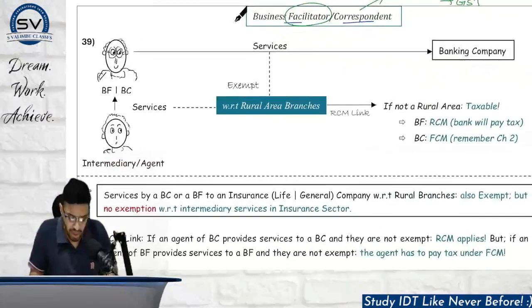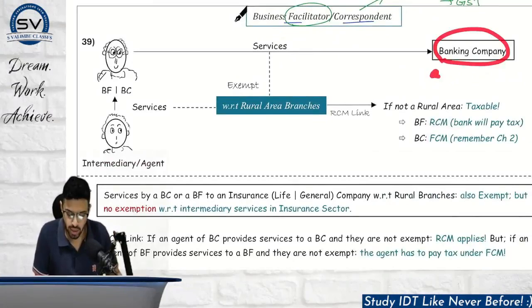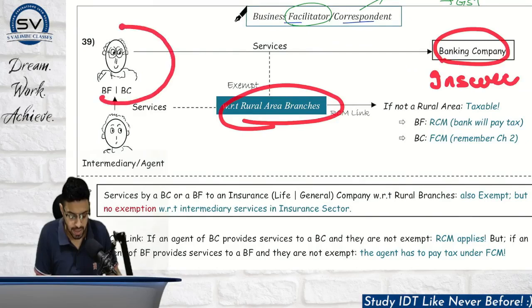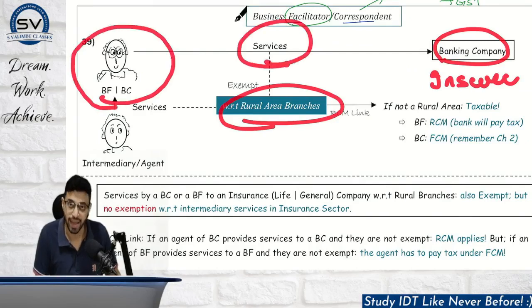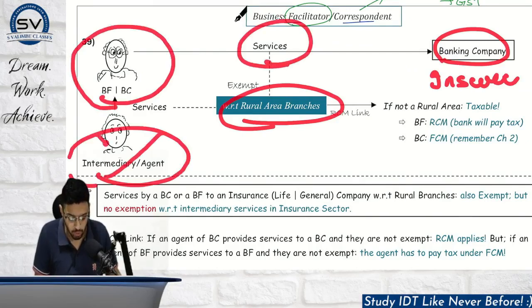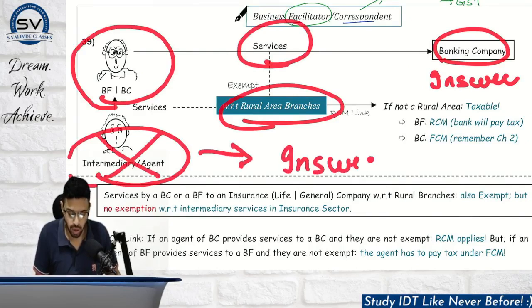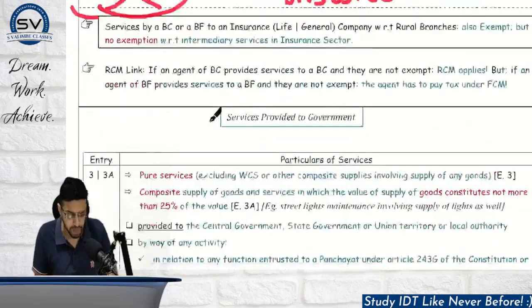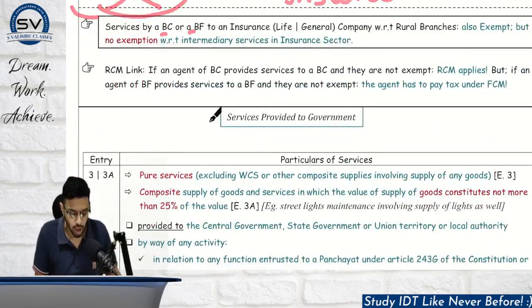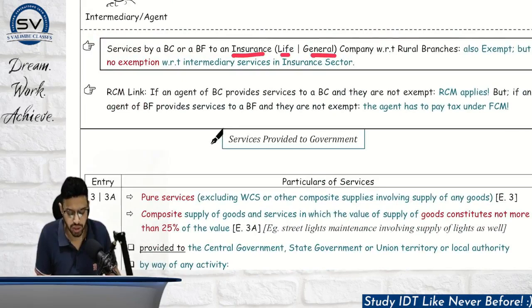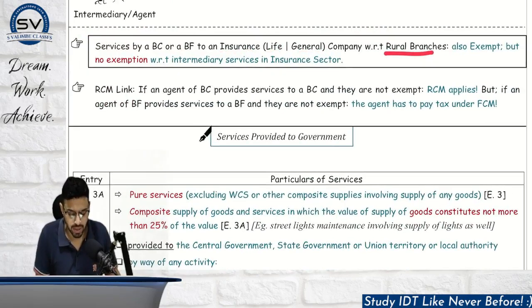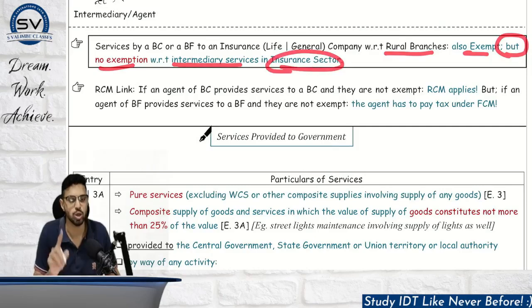Okay. Now, if this happens to be an insurance company, then also with respect to rural area branches, services by BF or BC stand exempt, but there is no exemption for intermediary or agent with respect to insurance industry under rural area branch. Read it. Services by a BC or BF to an insurance company, life or general, with respect to rural area branches is also exempt, but no exemption with respect to intermediary services in insurance sector.